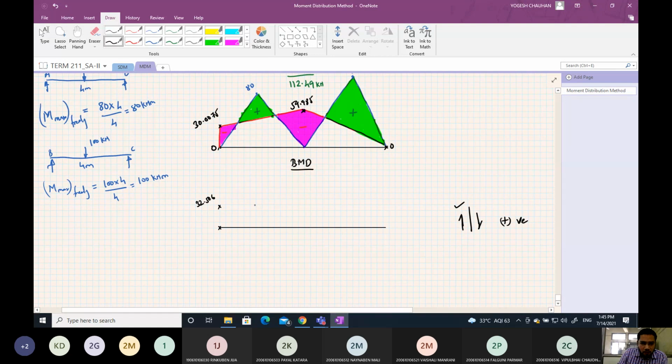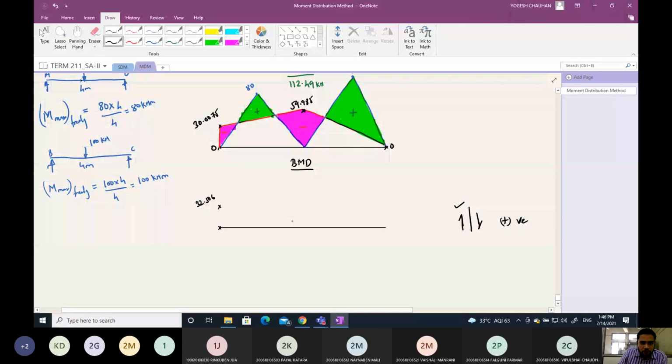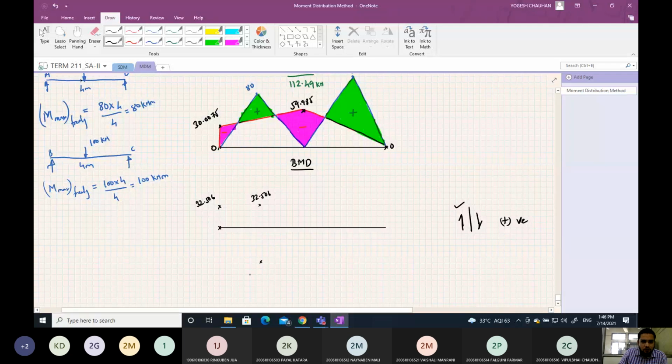Up to just left of this point, the shear force is 32.506, and just to the right of this, the shear force will be minus 47.494. Okay, and this will be constant. Okay, so the diagram would be like this.